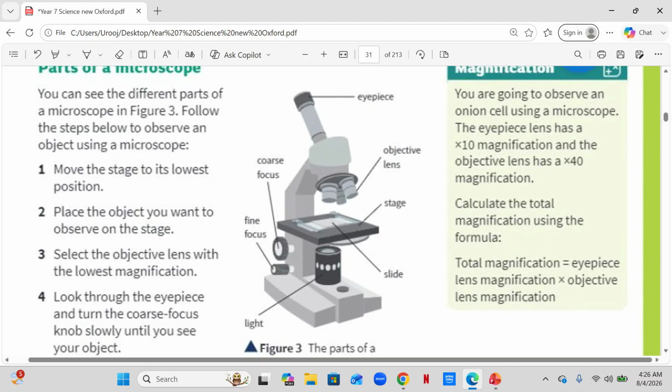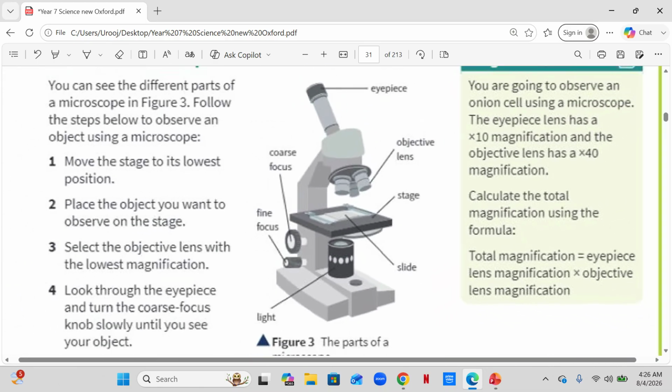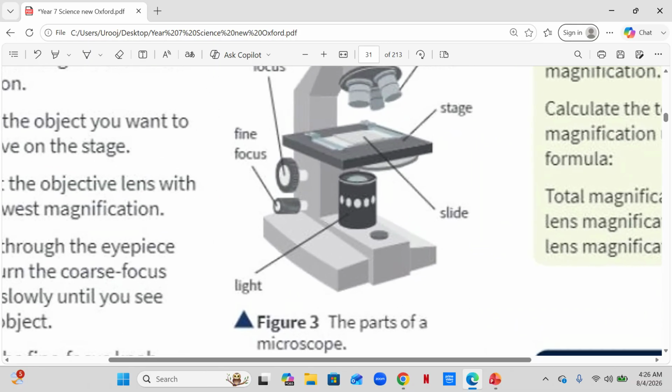Okay, then comes the light. This here is the light. It's also called the illuminator or the mirror. The light source provides light that passes through the specimen, making it visible under the microscope. Some microscopes have a built-in lamp, while older microscopes use a mirror to reflect the light. It's just as we switch on a flashlight to see in a dark room, a microscope uses light to help us see tiny cells.